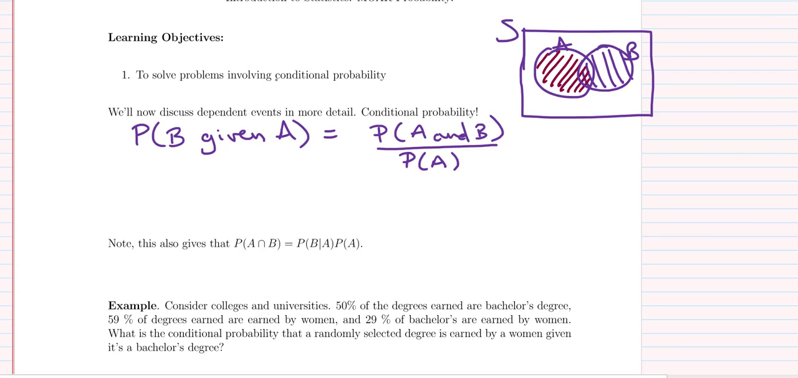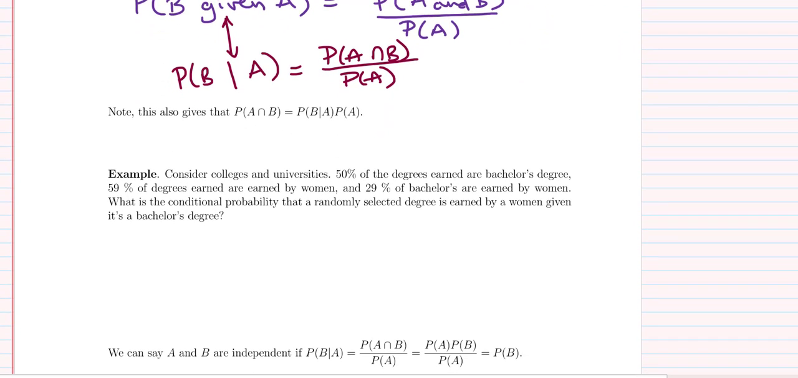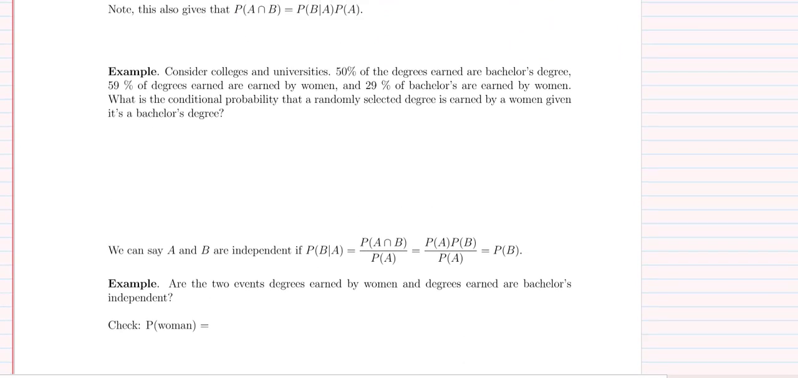All right, so the way you'll see this notated is probability of B with a vertical bar. This vertical bar means the word given A. So the probability of event B occurring given A has occurred is equal to the probability of A intersect B, because remember this cap is the same thing as the word and, over probability of A. Alright, so that is the formula for conditional probability. Now let's put it to some good use.